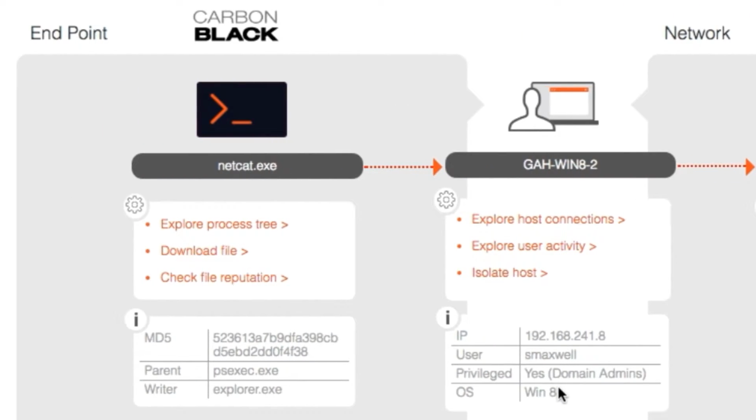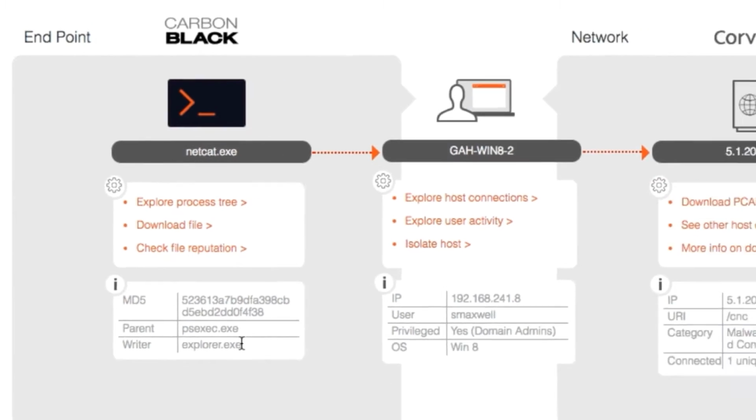Then leveraging the integration with Carbon Black on the host itself, we can also give information at a glance on what was the process behind that malicious connection. And down below here, we can see the hash of the file in question. We can see the parent process, and we can see what process wrote the file to disk initially.